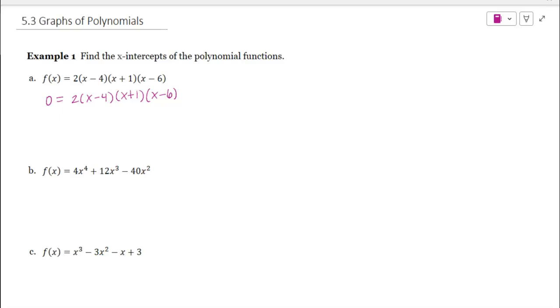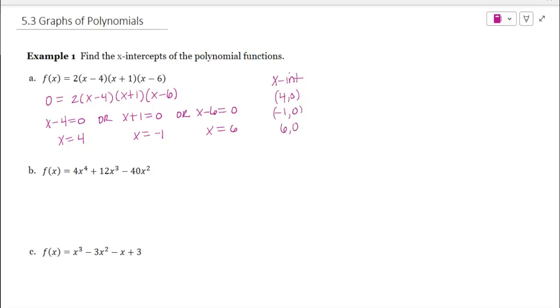When we split this up into all the different components that can equal 0, the very first component we have is a 2, and that can't equal 0, so we can just ignore that. So we get that either x minus 4 is equal to 0, or x plus 1, or x minus 6. So we're getting x is 4, x is negative 1, and x is 6. So for our x-intercepts, we have (4, 0), (negative 1, 0), and (6, 0).